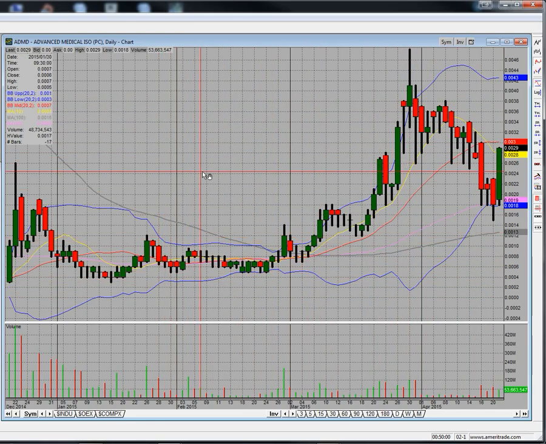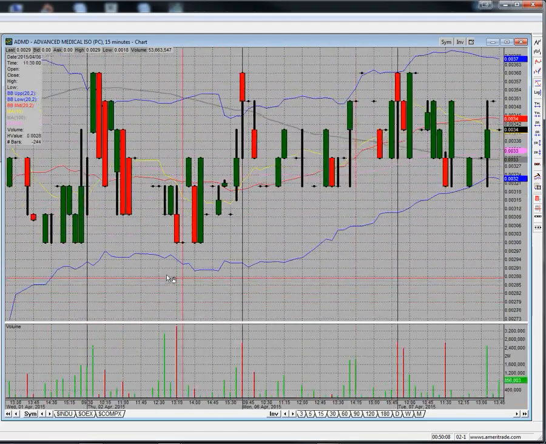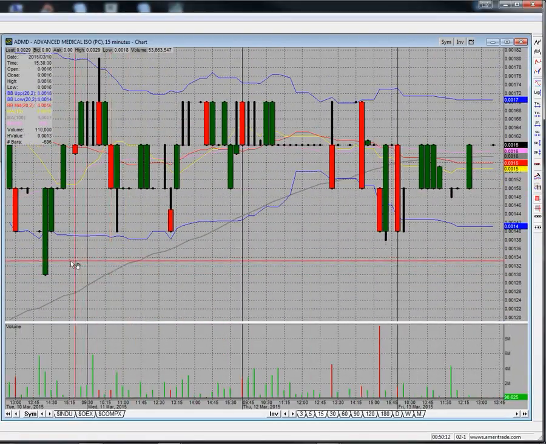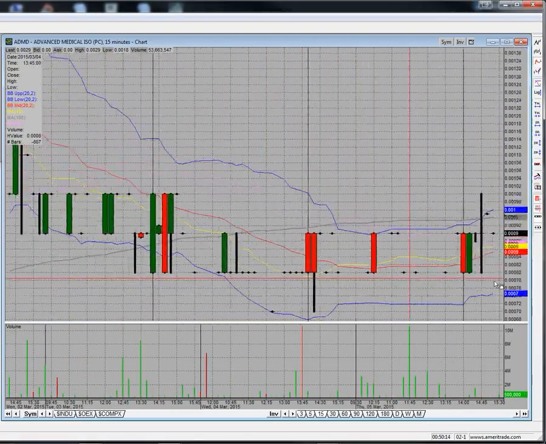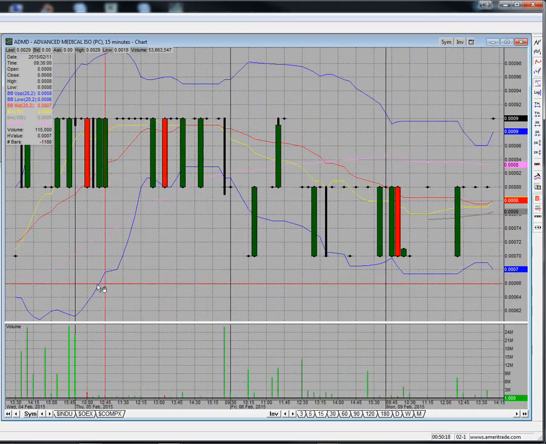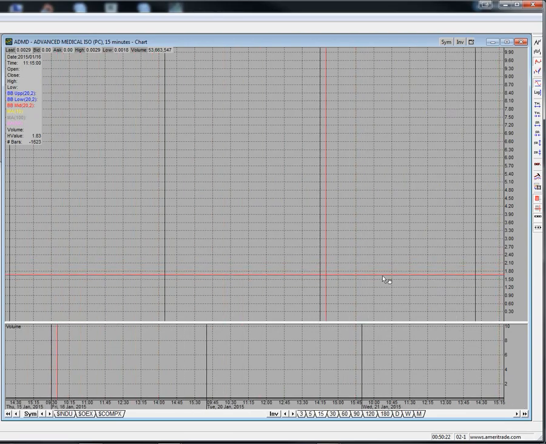This is a daily chart. It goes from December to April 2015. I wanted to show a 15-minute chart, and I have to go all the way back to when I bought it, which was actually in December, I think on the 19th. And that'll show a 5-minute or 15-minute candle.